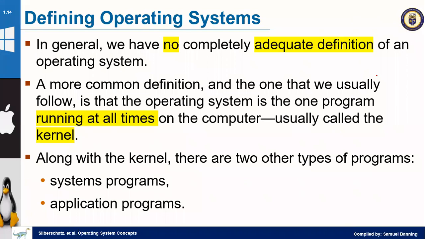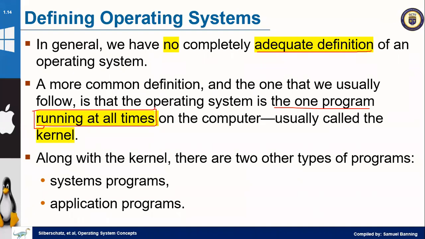Okay, so let's try to define an operating system. If you read many books, you get many definitions for operating system. There is no completely adequate definition. But in all the definitions that you come across, there is a common one: the operating system is the one program that is running all the time. Every time you see your computer system on, the operating system is running.